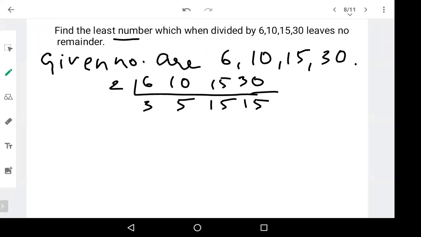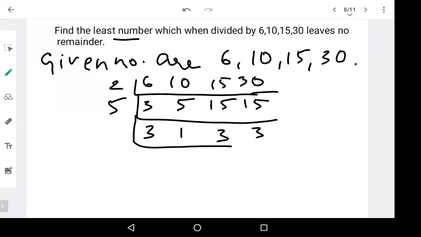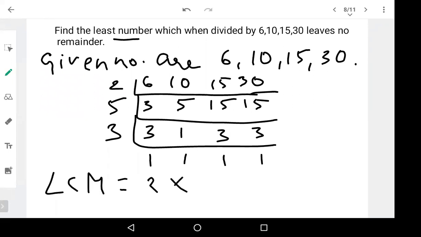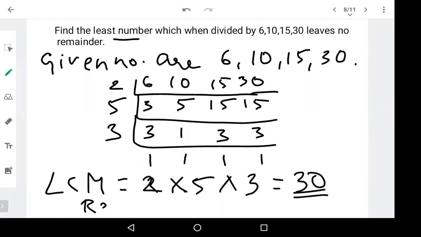Good. Many of them are giving answers already. Then I'll go with 5. 3 remains, 5 ones are 5, 5 threes are 15, 5 sixes are 30. Then I'll go with 3. 3 ones are 3, 1 remains, 3 ones are 3, 3 ones are 3. So LCM is equal to 2 into 5 into 3. 5 twos are 10, 10 threes are 30. So 30 is the required number. That's the answer.